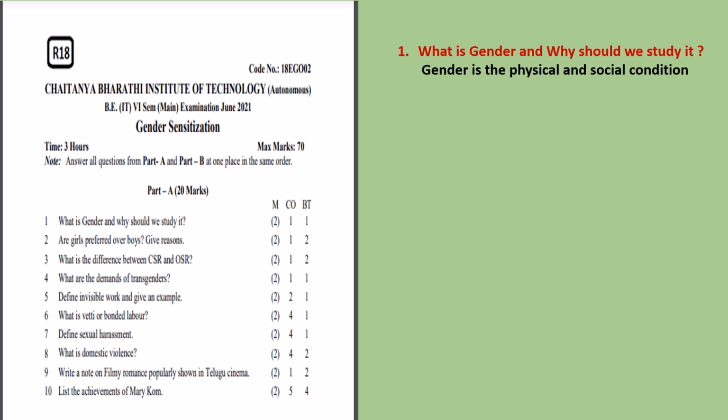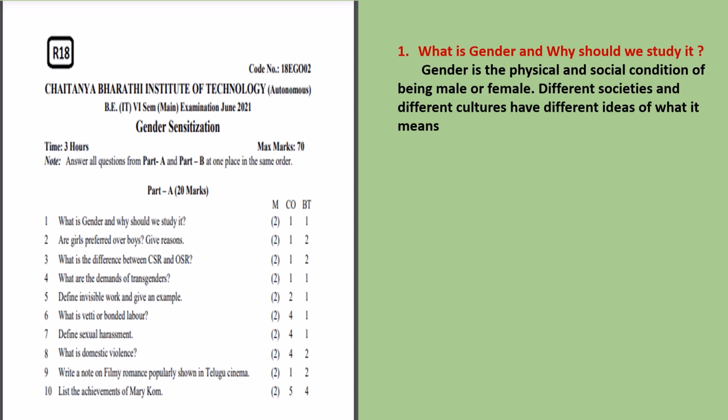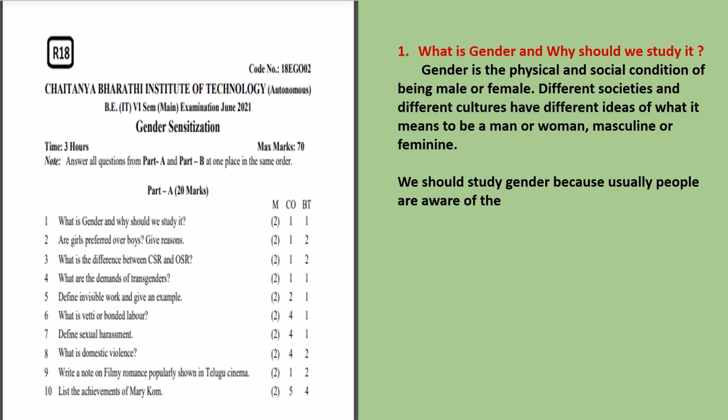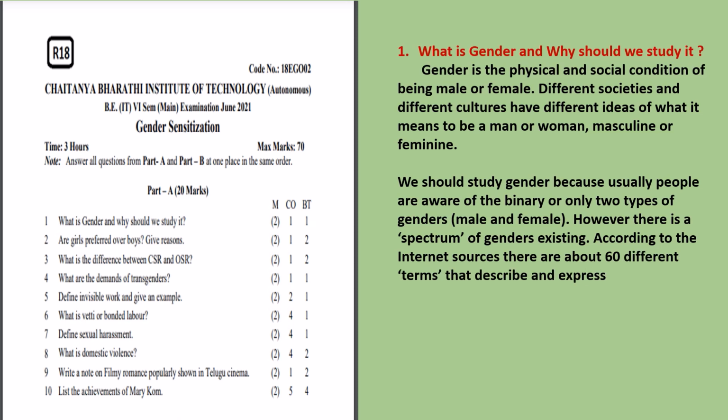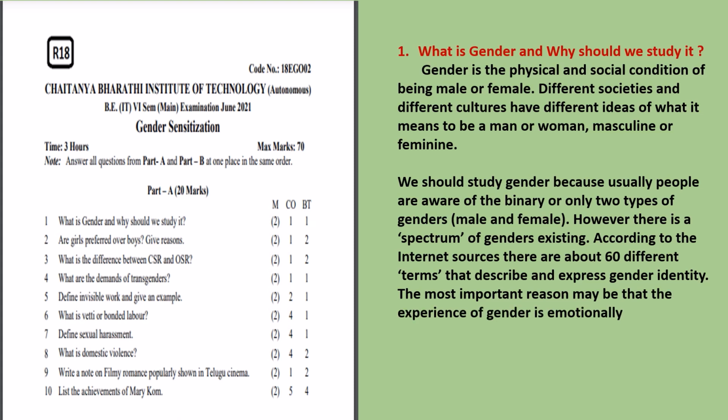Gender is the physical and social condition of being male or female. Different societies and different cultures have different ideas of what it means to be a man or woman, masculine or feminine. We should study gender because usually people are aware of the binary, only two types of genders, that is male and female. However, there is a spectrum of genders existing. According to internet sources, there are about 60 different terms that describe and express gender identity.